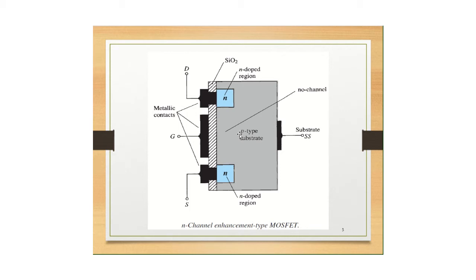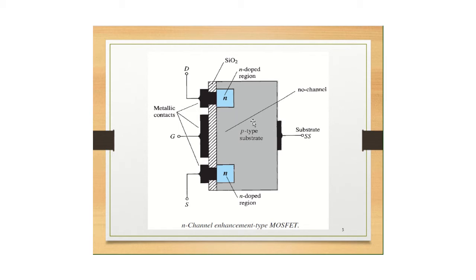Now let's understand how the channel is formed. Initially, if you observe, there is no channel between source and drain. Now the substrate is p-type material, right? We already know the majority charge carriers are holes in p-type and minority charge carriers are electrons, and overall charge neutrality is maintained, which means that the mobile charge carriers will be equal to immobile ions.